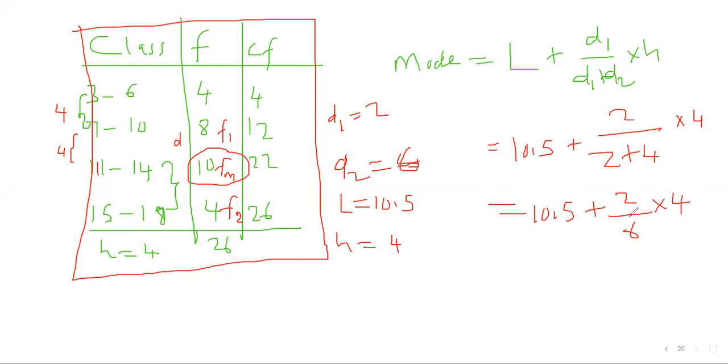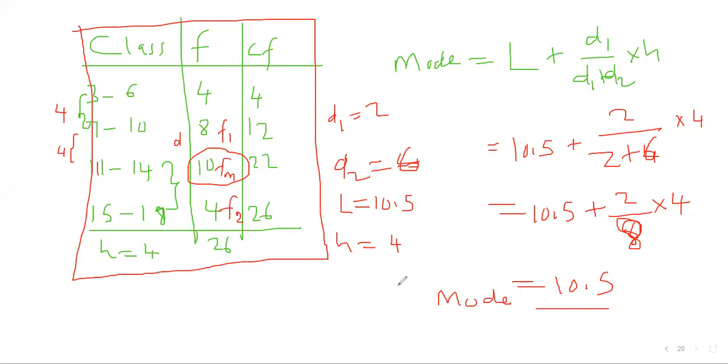Now this D2, the 6 on the table, is just a mistake. It's supposed to be 6, not 4, Mr. Collins. 2 plus 6, not 2 plus 4. 8. Thank you for that. So here we're going to have 8 over 8, which is 1. So we're going to have 10.5 as the final answer. This is our mode. The D2 on the diagram on the table is the distance below, between FM and F1.